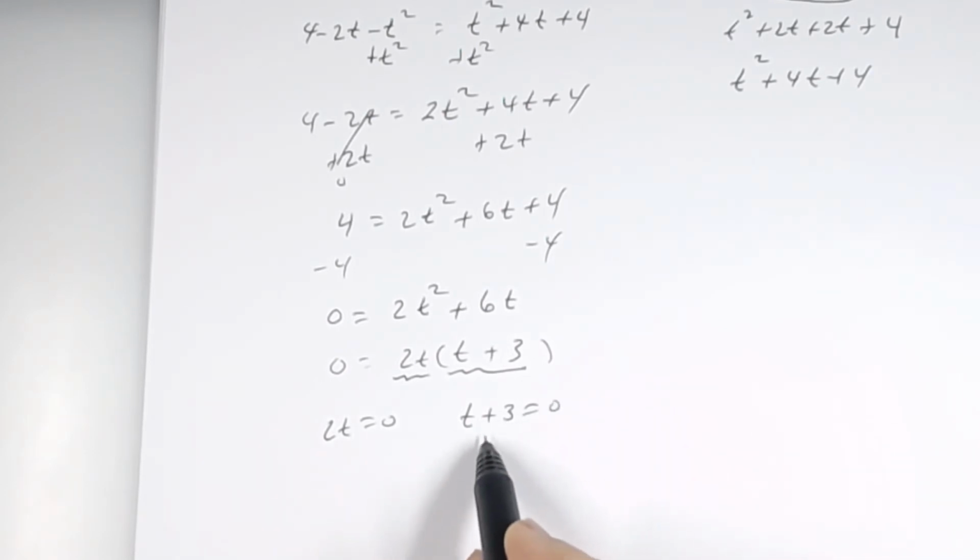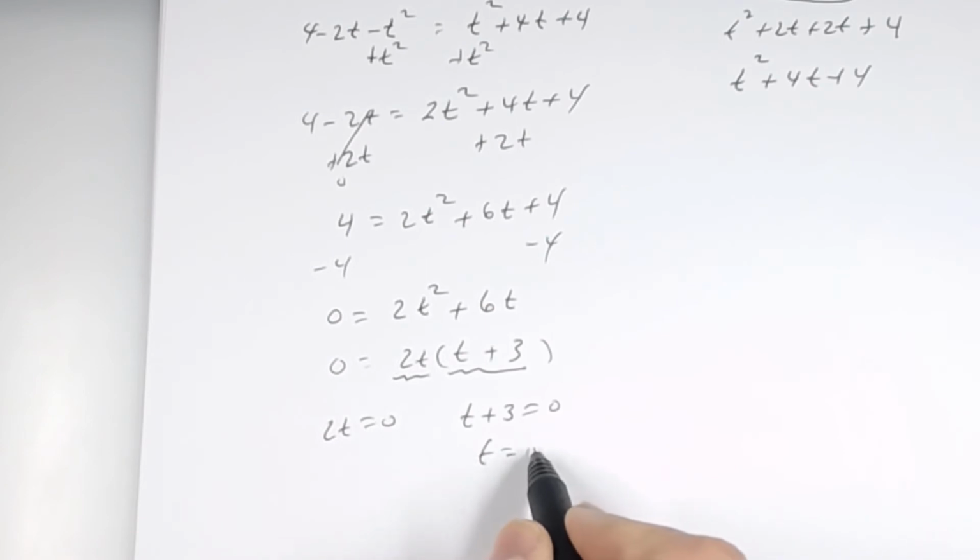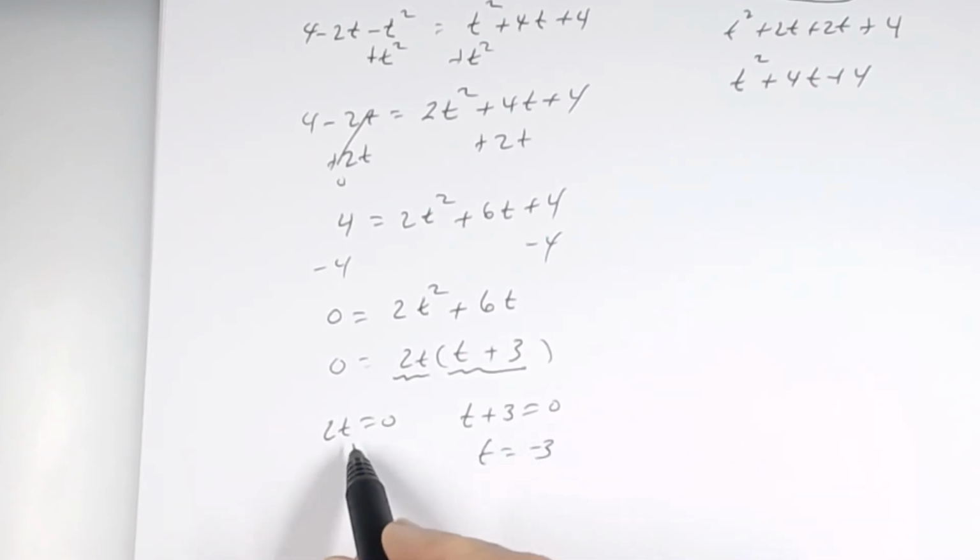Well, let's do this one first. If t plus 3 equals 0, what's t? Negative 3. If 2t equals 0, how do I get t by itself? Divide by 2. And 0 divided by 2 is 0. So those are my two proposed solutions, 0 and negative 3.